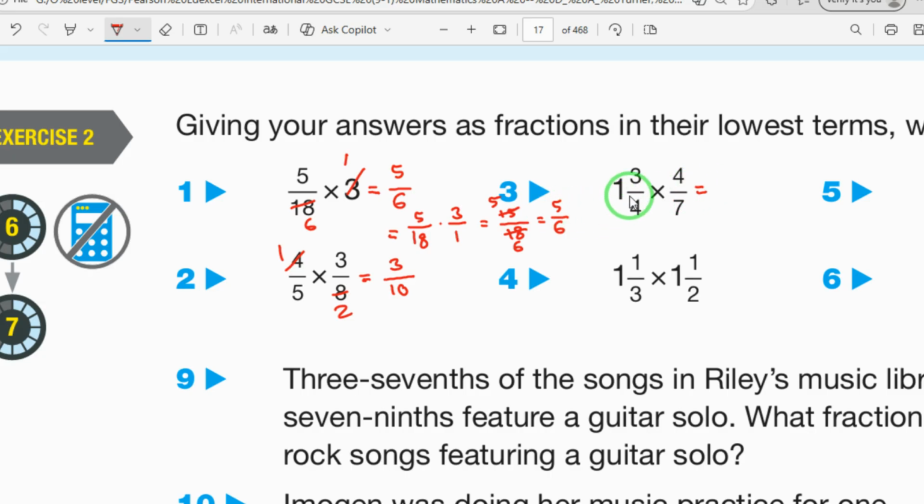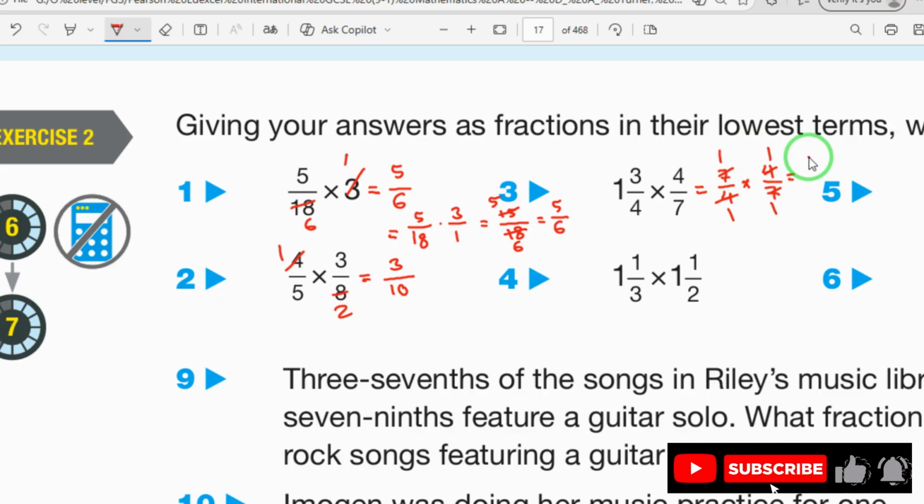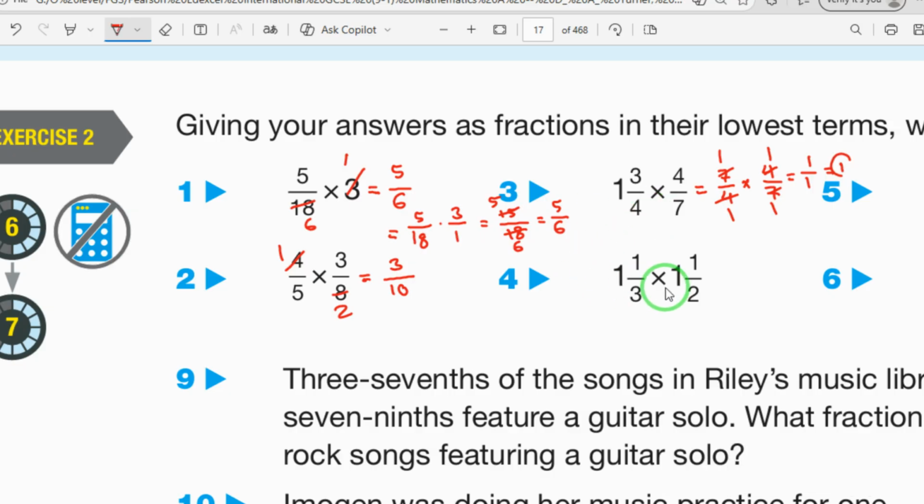In question number 3, first we should convert the mixed fraction to improper. 1 times 4 is 4 plus 3 is 7. It's 7 over 4 multiplied by 4 over 7. Now we can simplify directly 1 times 4 and 1 times 4. Here 1 times 7, 1 times 7, and now multiply numerator by numerator. 1 times 1 is 1 and 1 times 1 is 1. 1 divided by 1 exactly. The answer is 1. Come to question number 4.